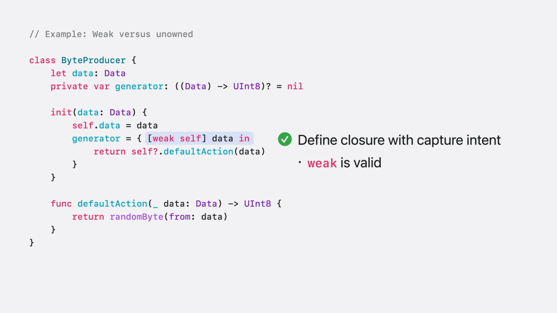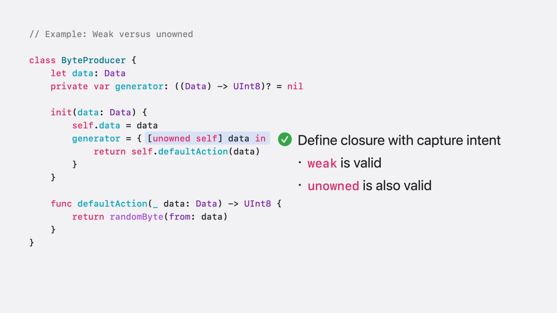To fix this, we can define a closure which calls default action. It still performs a capture of self, but now the capture is explicit, and we can use a capture list to keep it from being strong. We need to specify a reference qualifier, and weak certainly works here as a good default.